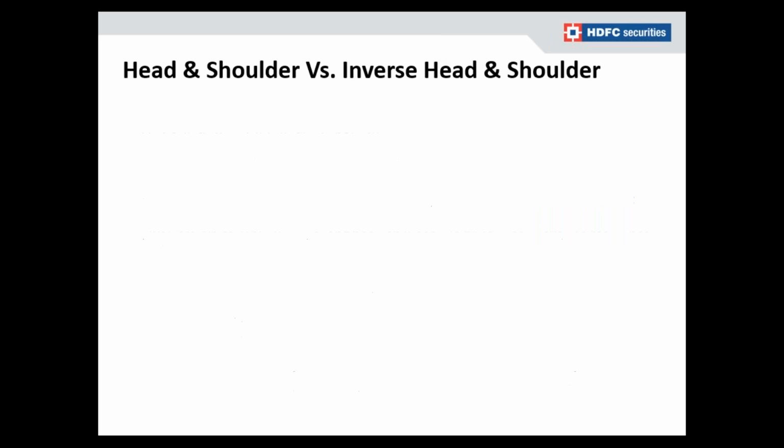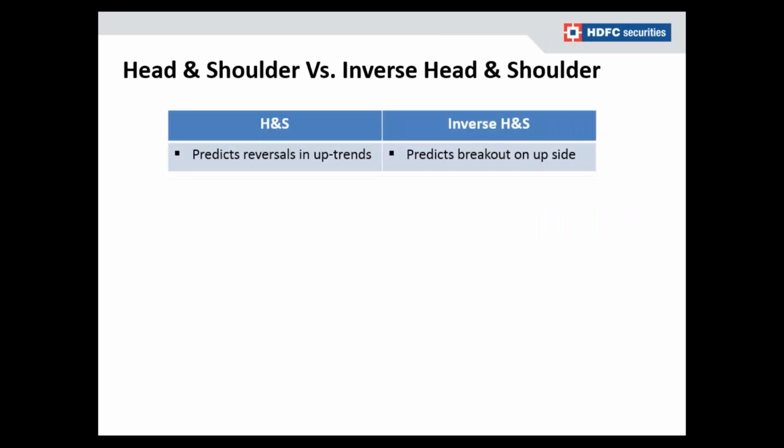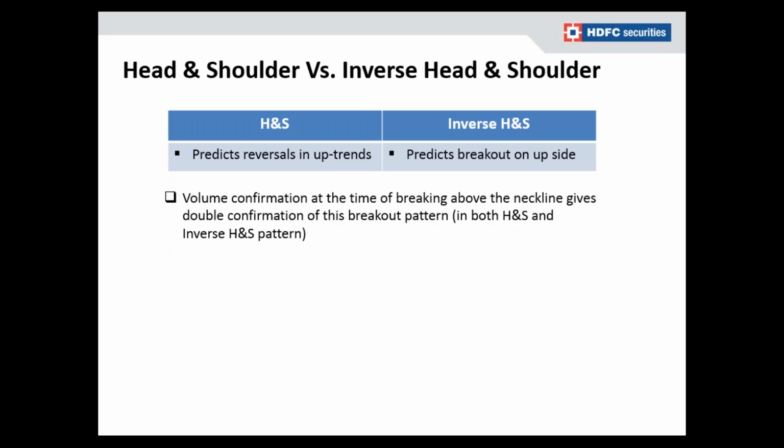Let us see the difference between your head and shoulder and inverse head and shoulder before we move ahead to plot on the charts. So a head and shoulder will predict a reversal in uptrend. The stock was continuously in uptrend, but the moment you've spotted the head and shoulder, it will show that the trend is changing. It's reversing. From bullish, it will become more like a bearish trend. And the inverse head and shoulder pattern is the opposite of that. Over here, the pattern predicts the breakout on the upside. So like I said, volume confirmation is very important at the time of breaking above that neckline that we have.